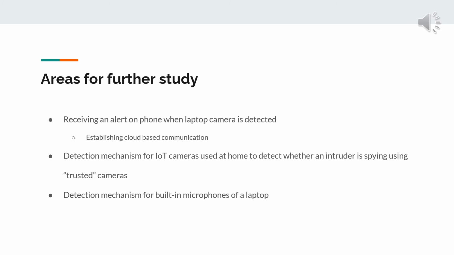Now that our program has been fully built and we're presenting our product, there's always room for more development and areas of further study. An area in which our camera detection program can be further developed could be to implement functionality for a user to receive an alert on their phone when their laptop camera has been turned on unexpectedly. This feature would allow the user to receive the notification on another device other than just their computer, and it allows them to be aware of the situation even when they are away from their laptop.